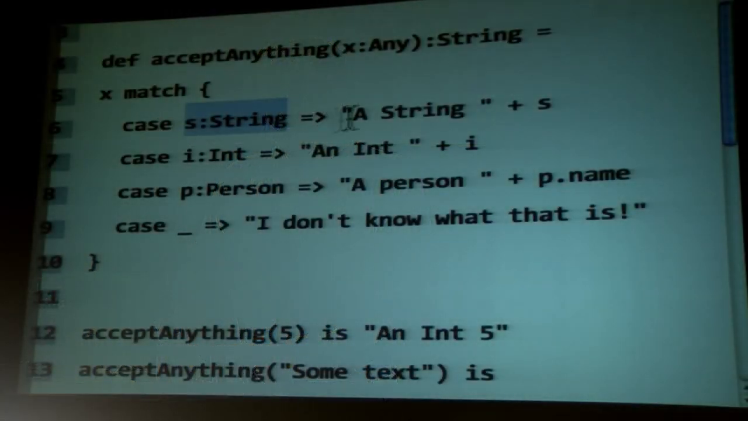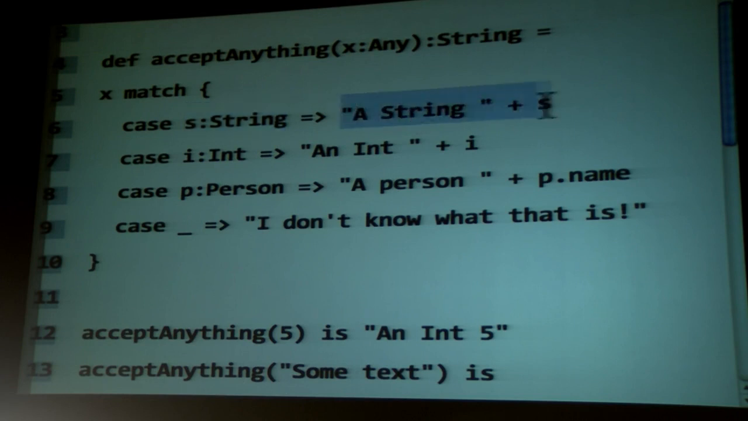Okay, so as I mentioned to one of your questions, there's another keyword called any, which is basically the equivalent of Java's object. It allows you to put any type in here. So my function accept anything will take an any and return a string, and then we do a pattern match on that. It comes in as an unknown type, and what pattern matching can do is match it against types, which is what it's doing here. It says, is this a string?